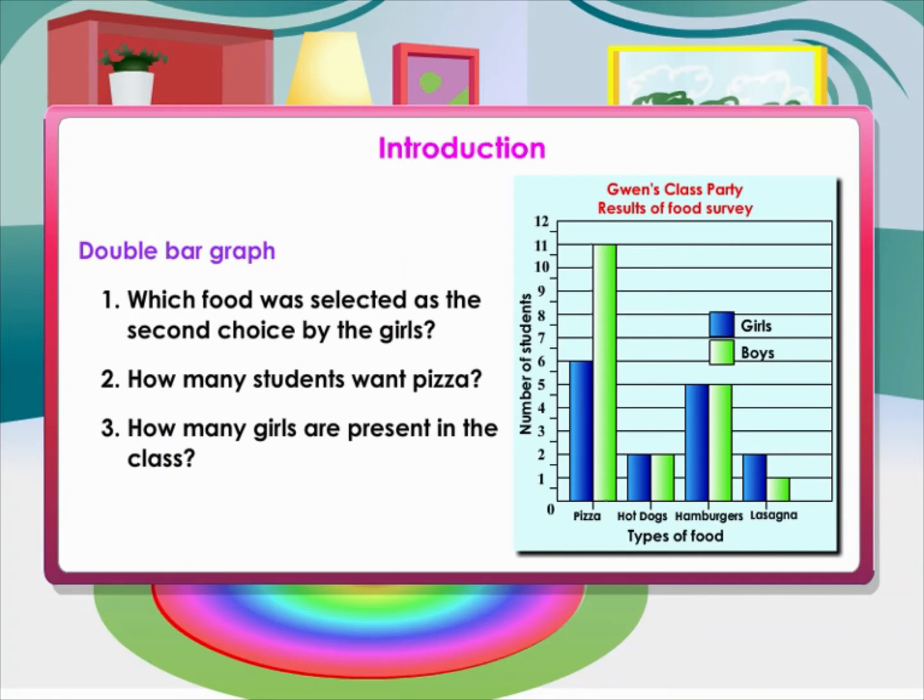Finally, double bar graph. 1. Which food was selected as the second choice by the girls? 2. How many students want pizza? 3. How many girls are present in the class?